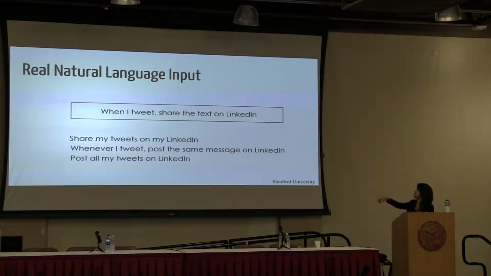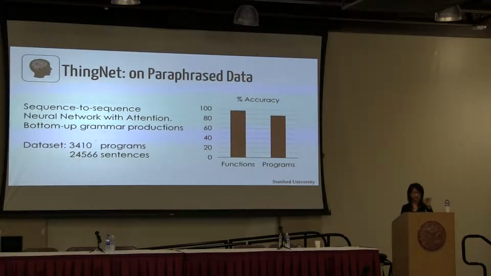So if I want to say something like, when I tweet, share the text on LinkedIn, there are many, many different ways in which I can say it. Share my tweets on my LinkedIn. Whenever I tweet, post the same message. Post all my tweets. There are many different ways you can say it, and this is where the machine learning comes in. So I don't have the time to get into how we build our semantic parser.